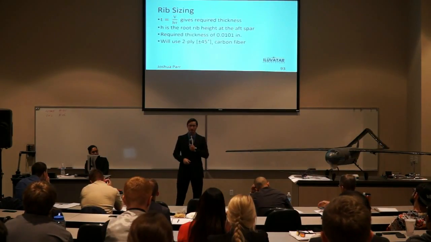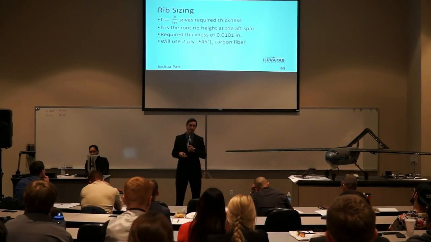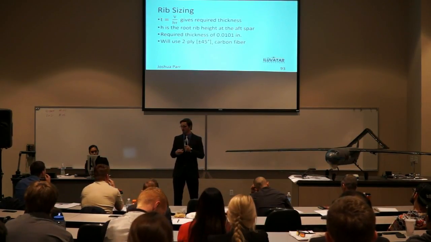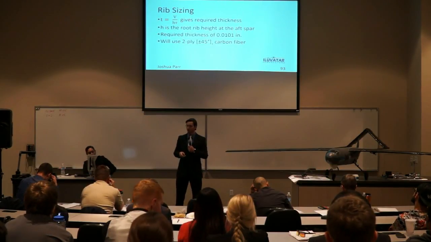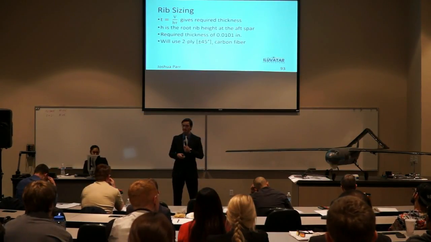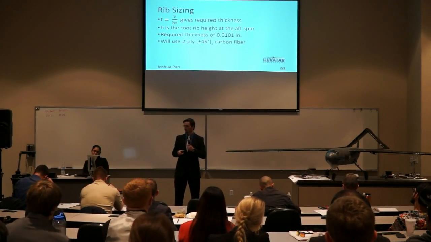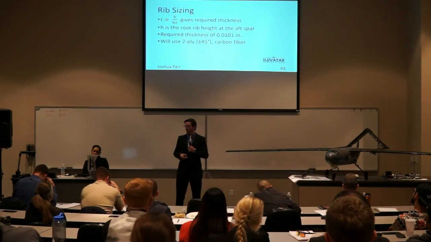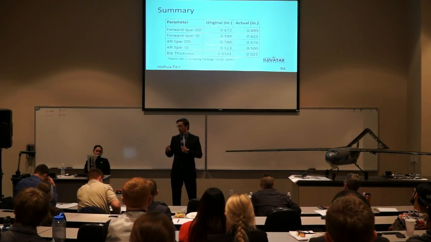Then this equation was used here to find the thickness for the ribs. H is the root rib height at the F spar, since that was our thinner spar. The required thickness was found to be 0.01 inches. We decided we're going to use 2-ply carbon fiber because that was our minimal structural component, so that was our bare minimum. And that comes out to be 0.025 inches.